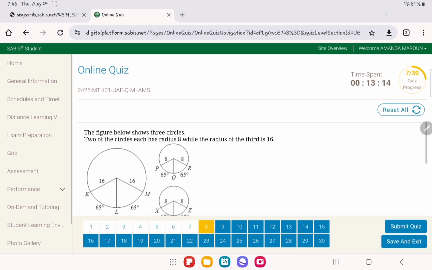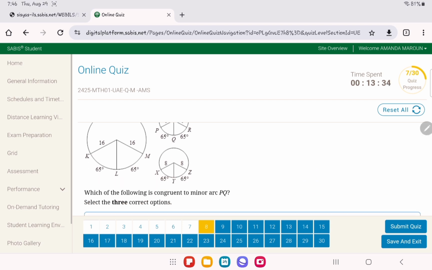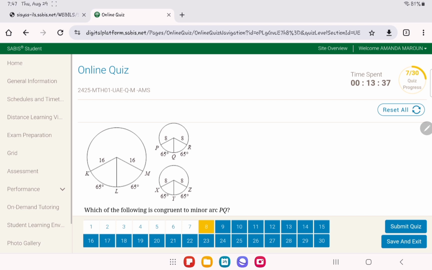Number 8. The figure below shows 3 circles. 2 of the circles each has a radius 8, while the radius of the third is 16. Which of the following is congruent to minor PQ? Which one is minor PQ? This is minor PQ. So that means they have to have a measurement of 65 degrees and a radius of 8. Which of the following have a measurement of 65 degrees and a radius of 8?